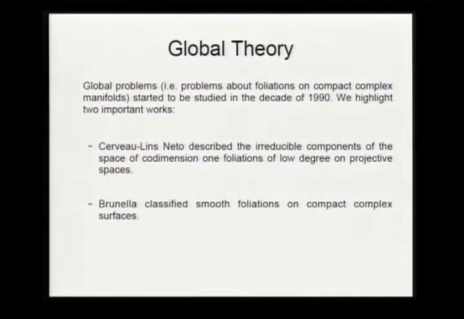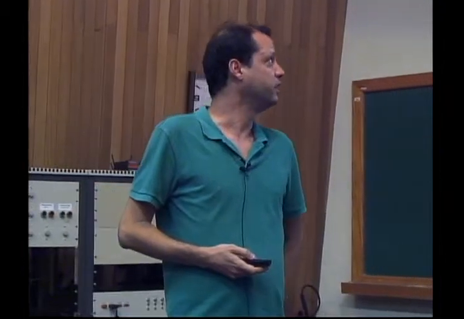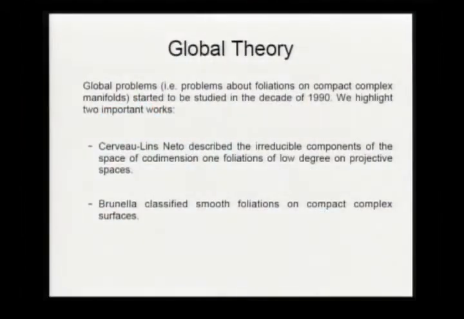Anyway, people moved on and started to study global problems. I mean global problems, but problems about foliations on compact complex manifolds. I will highlight two results from the decade of 1990. One by Cerveau and Lins Neto, which classified foliations of codimension 1 on P3 of small degree, small meaning 2, because essentially 2 is the degree of the differential form defining the object. And also there is a result by Marco Brunella, classifying smooth foliations on compact complex surfaces.